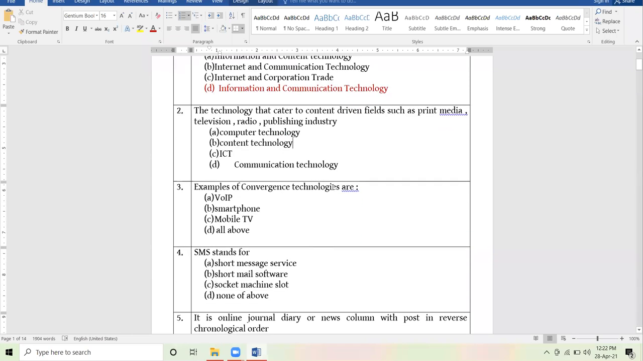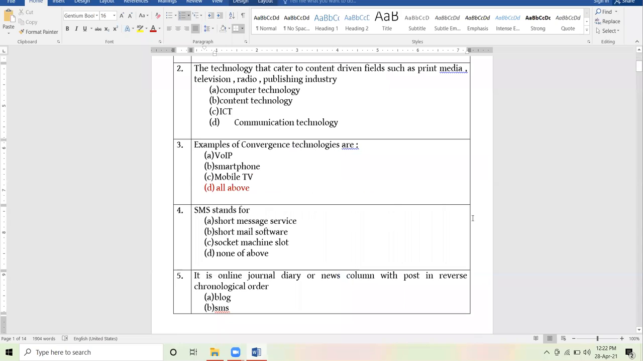Examples of convergence technologies are VoIP, smartphone, mobile TV, all above. Yes, Ishani, unmute yourself. Sir, all the above. Very right, very correct, all above. Very nice, good. Okay, SMS stands for, yes, Garima, unmute yourself. Sir, short message service. A option, short message service. Very correct, very right. Good response.